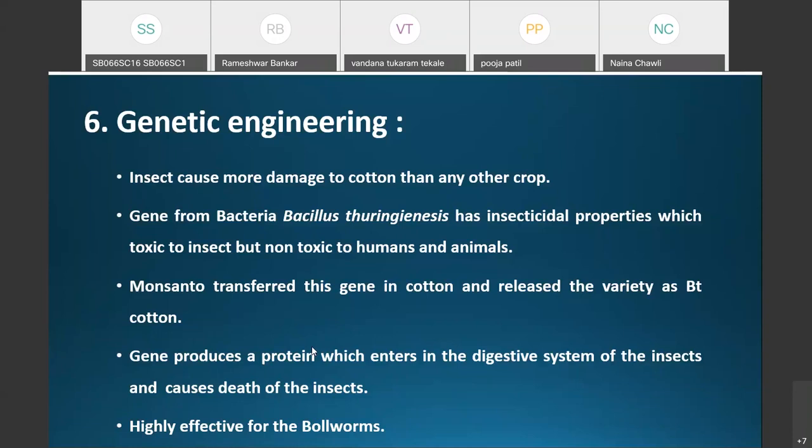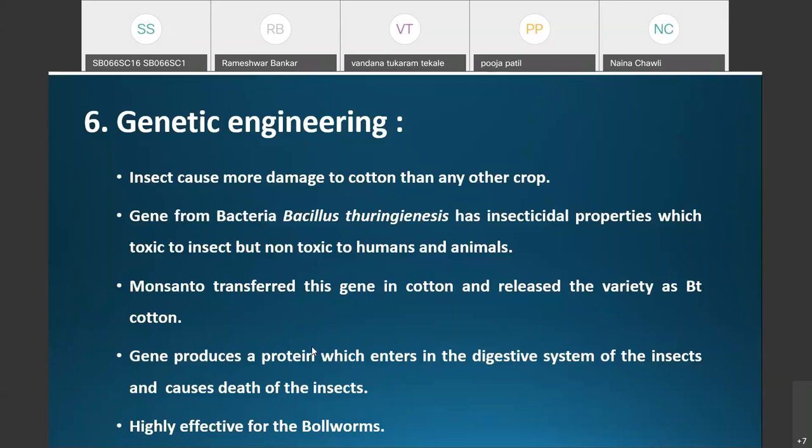When that gene was introduced in cotton, it produces a certain type of protein. Whenever insects like bollworms attack the cotton plant, these proteins are consumed by them, and in their digestive tract the proteins act as a toxic substance, and ultimately the bollworm may die. As the gene is isolated from Bacillus thuringiensis, a type of bacteria, that variety of cotton is referred to as BT cotton. Monsanto, the world's largest seed company, was the first company to attempt such practical work.